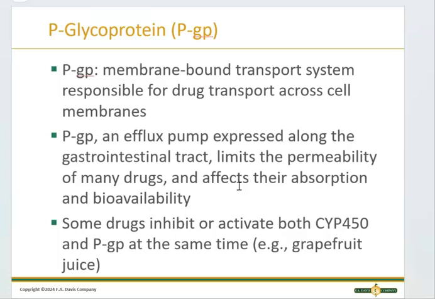The P-glycoprotein is a membrane-bound, ATP-dependent transport system that is responsible for the efflux of a variety of xenobiotics from cells to the extracellular fluid, and it plays a key role in the physiological defense system. So that is a lot of words to understand.